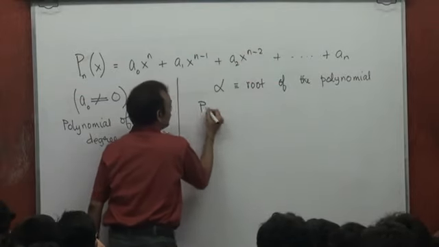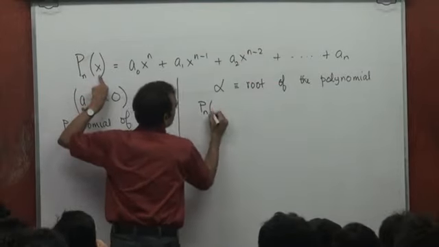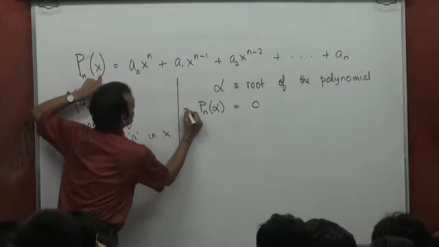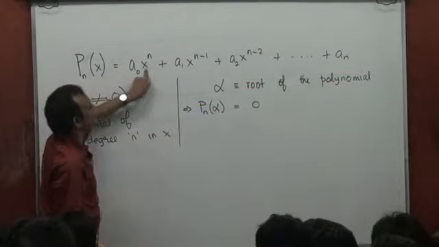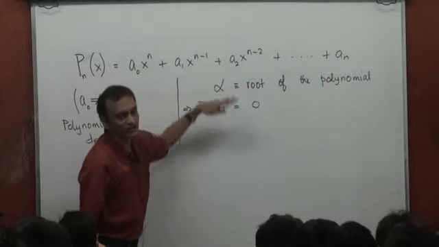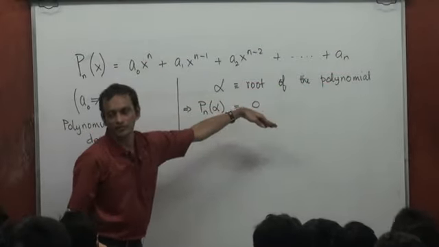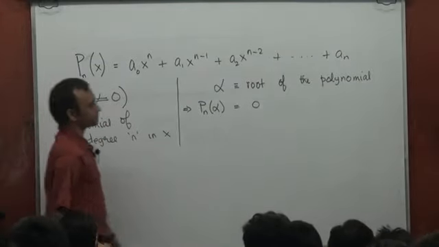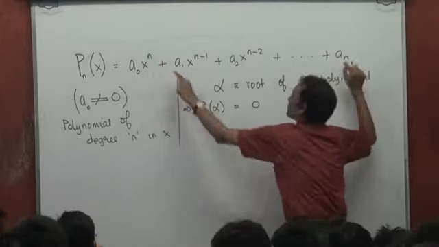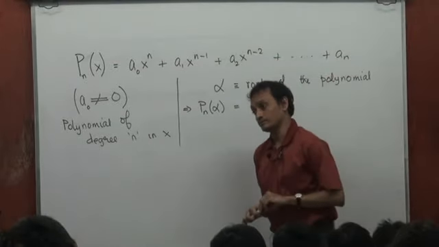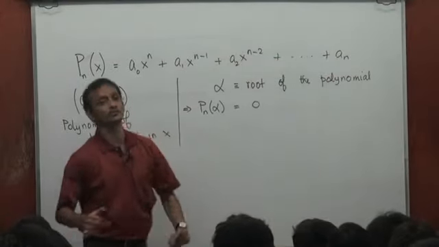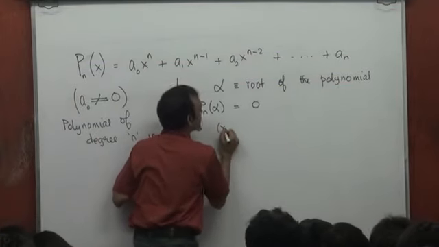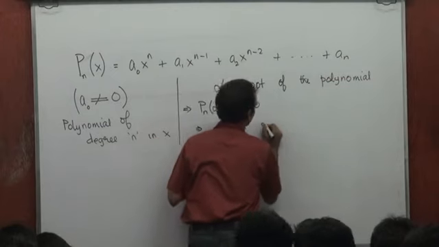That means the value of this expression at x equal to alpha must be 0. Then alpha is a root of the polynomial. That means replace x by alpha, and if this expression vanishes, which is written as Pn(alpha) equal to 0, then alpha must be a root of the polynomial. Now if this expression vanishes at x equal to alpha, then x minus alpha must be a factor of the expression.